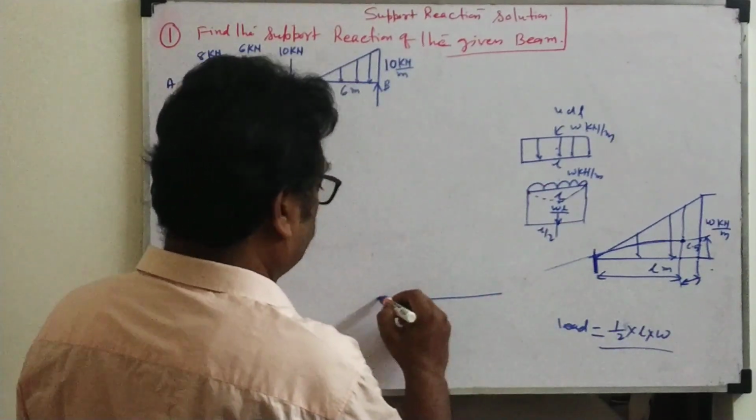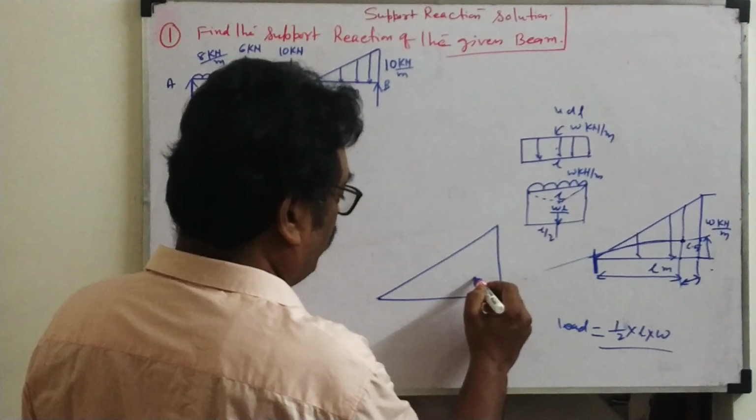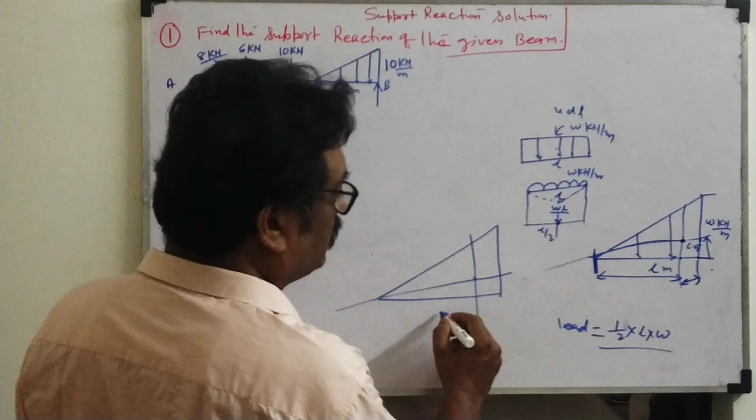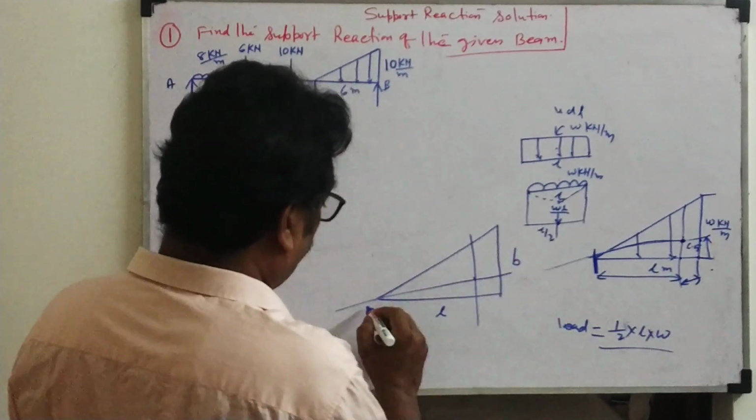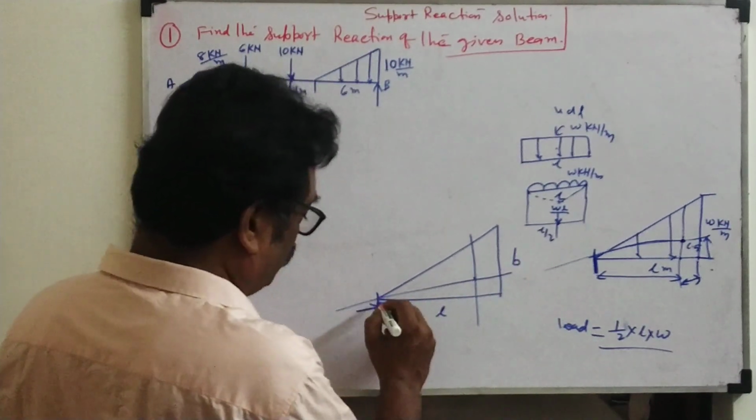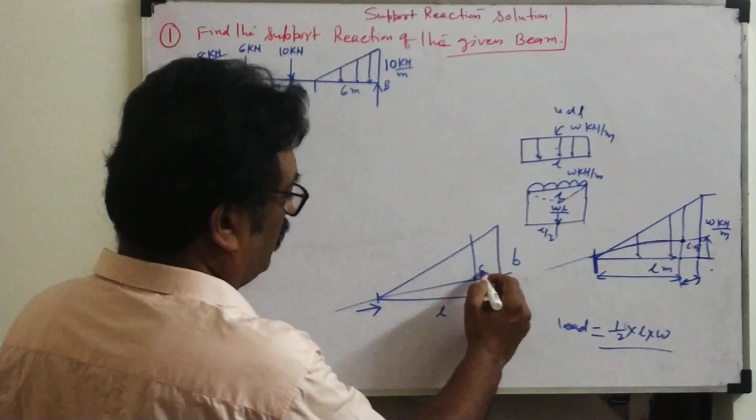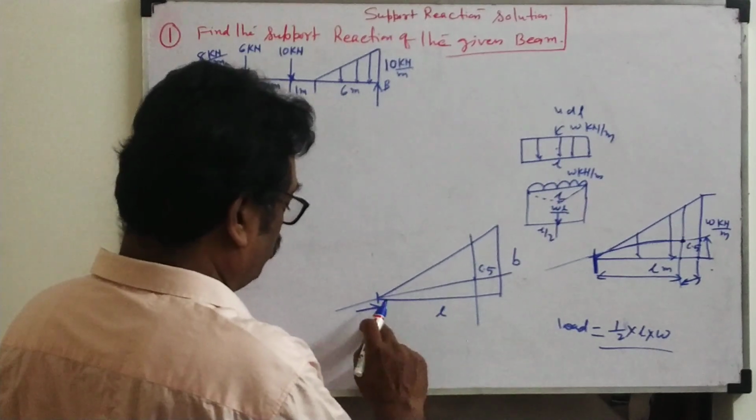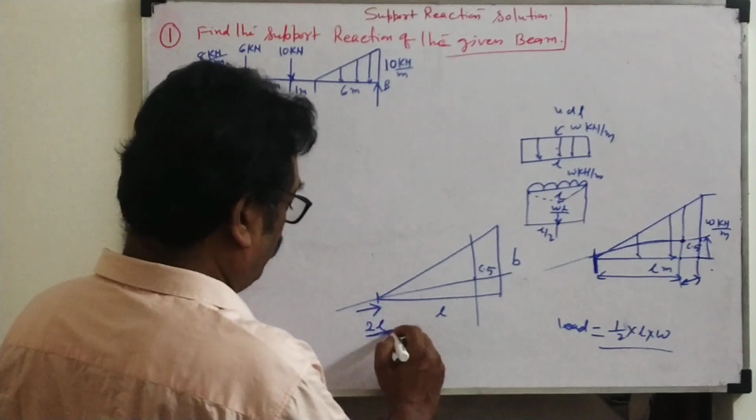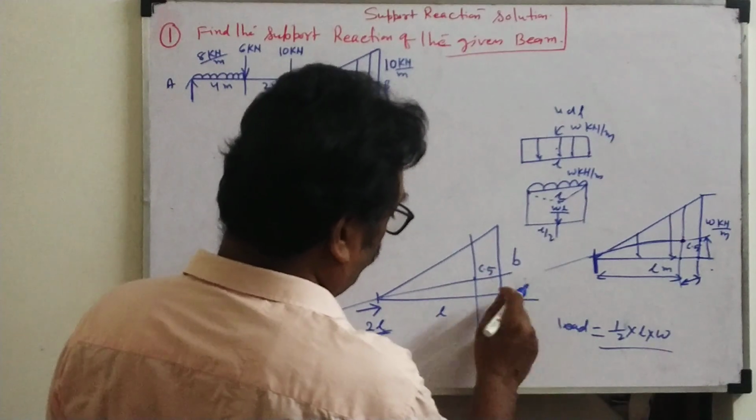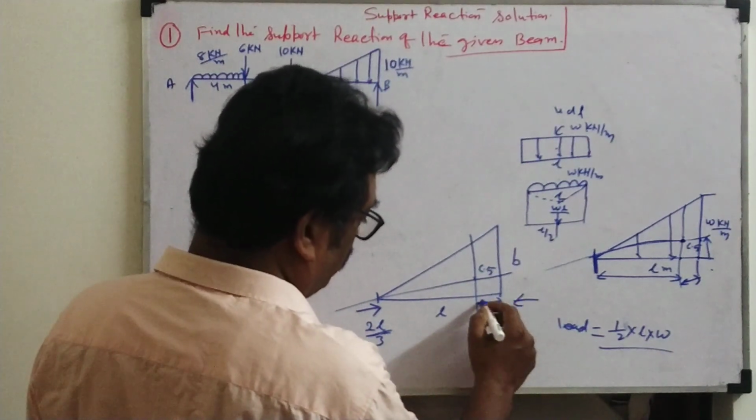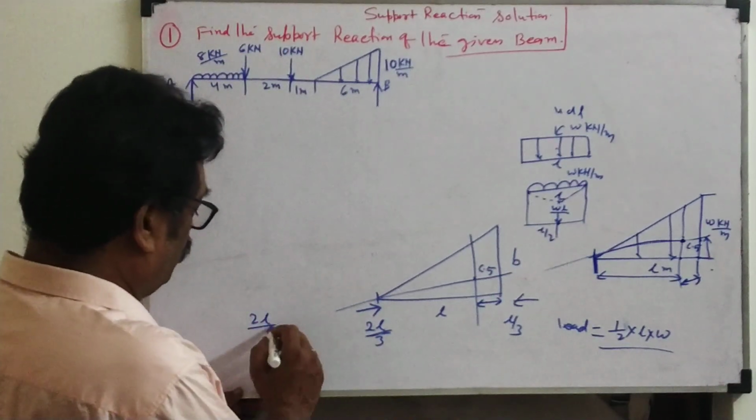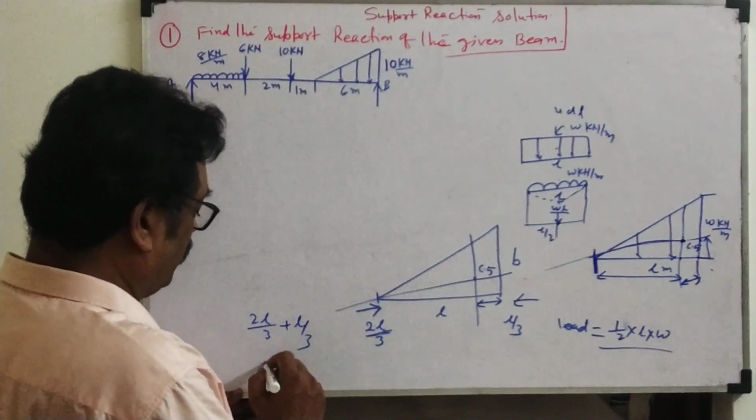So again, you see here one triangle. How do we reach here? Suppose this is length L, this is B. If we travel from this side to the CG point, this length will be 2L by 3. If you are moving from the other side, the distance is equal to L by 3. So if you add 2L by 3 plus L by 3, how much is coming?